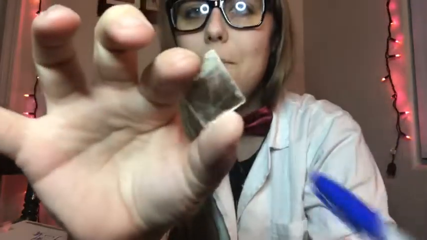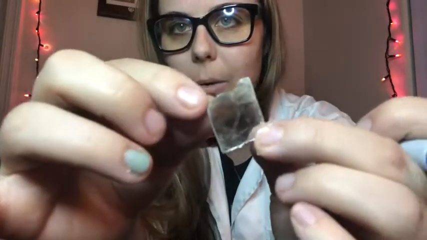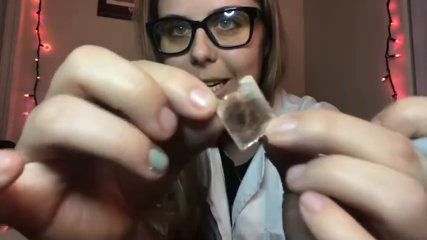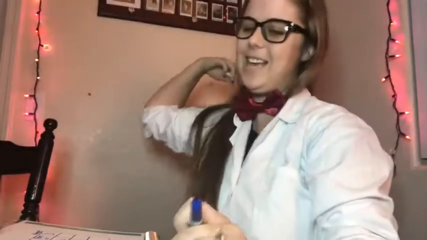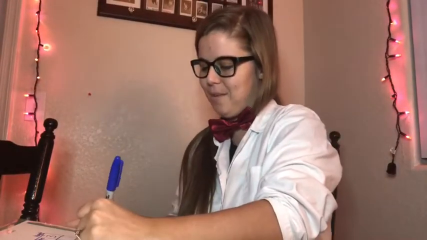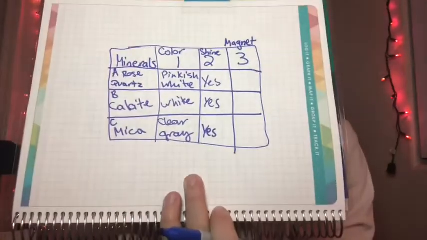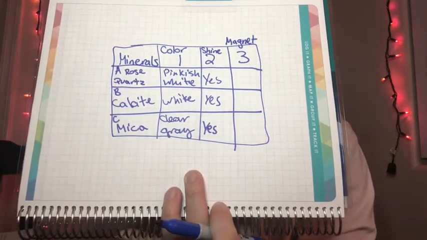And last but not least, we have our mica. Mica might be, oh yeah, look at that. Mica is shiny. Yes, this was a pretty easy column. These are some easy observations. So all three of our minerals are shiny.